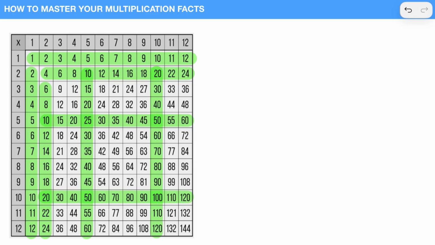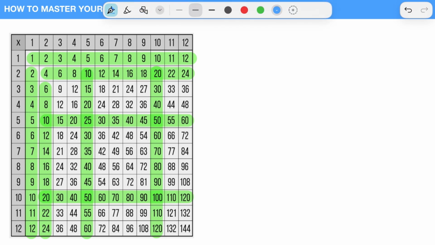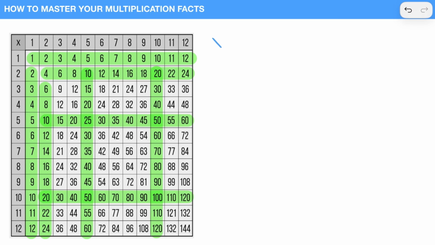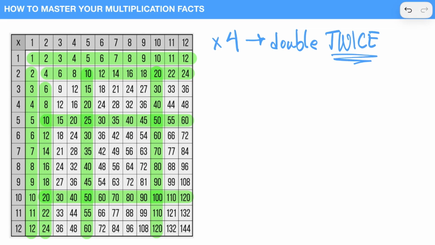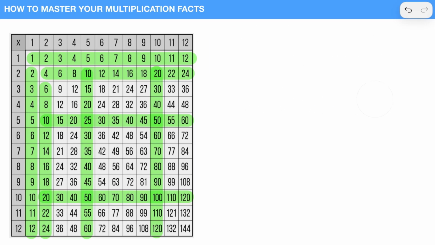Kind of in a continuation of that, if you will, is multiplying by 4, right? Multiplying by 4, we just double twice, okay? Multiplying by 4 means double twice. So for example, let's do 9 times 4. 9 times 4, we're going to double it twice. 9 times 2, that's 18. 18 times 2, that is 36. We're just doubling twice. So I'm going to go ahead and highlight the 4s column now. And the 4s row. Boom.